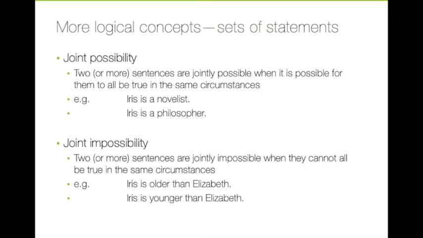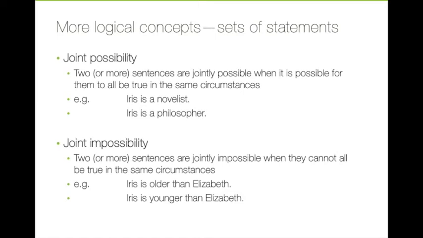But there are going to be a few additional concepts that it's really worth knowing. And we'll come up with tests for these concepts just like we do for validity and invalidity. So we're going to start by contrasting joint possibility and impossibility. Two or more sentences are jointly possible when it's possible for them to be true in the same circumstances. So this is a concept that applies to sets of statements, two or more. And we say that they're jointly possible if all the statements can be true together.